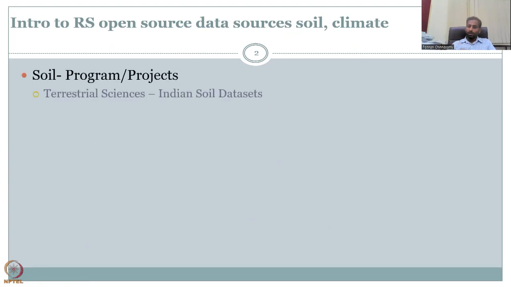So this is the hierarchy that we will follow. We will first share the soil and program projects. And from there, the program projects will identify the terrestrial sciences and then the Indian soil database. There is also soil erosion data. We will look into that. If soil is eroded, you would know that it is not feasible to have rural development initiatives.